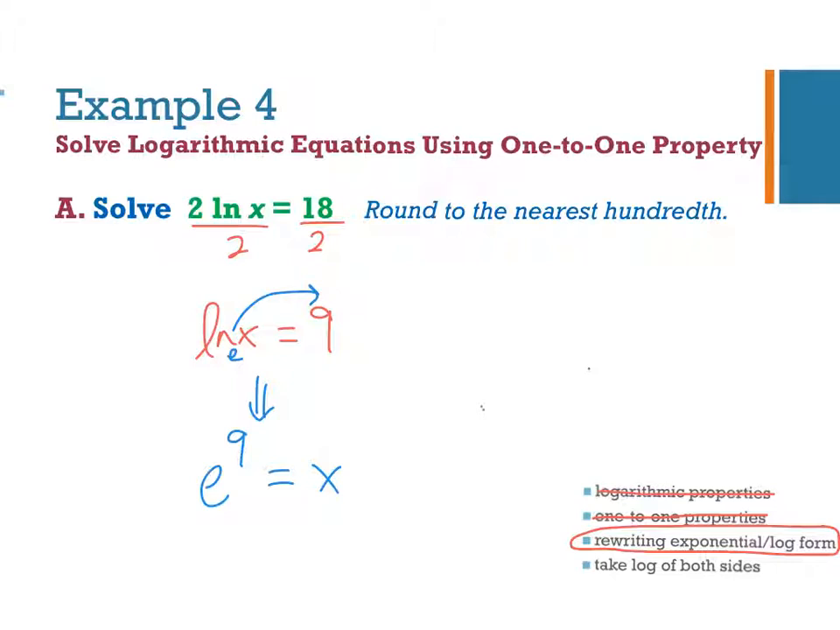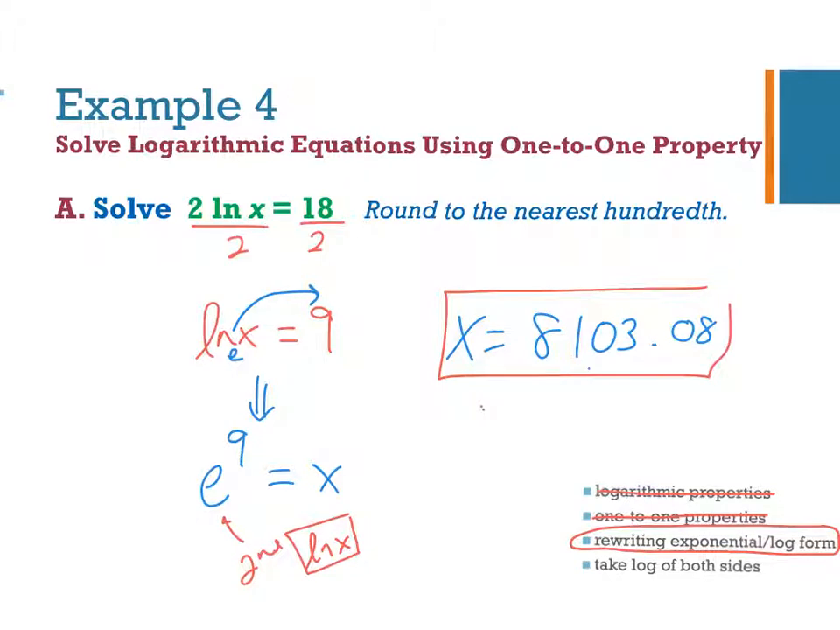Notice we basically already have our answer now. It's just e to the 9th, which ends up being about 8,103.08 if you do this on your calculator. Remember, to find e on your calculator, you have to go second natural log, and that should help you access the e button. And again, you can check your answers by typing that in, but that's our final answer here.